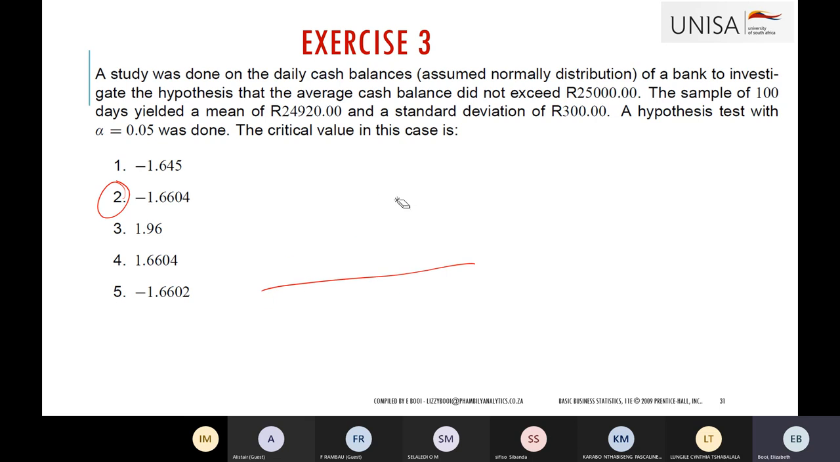Your critical value will be on the negative side because of your alternative hypothesis, that is the other thing we need to remember. Therefore, our critical value will be on the negative side of the area. So it will be negative 1.6604. So option two is your correct answer.